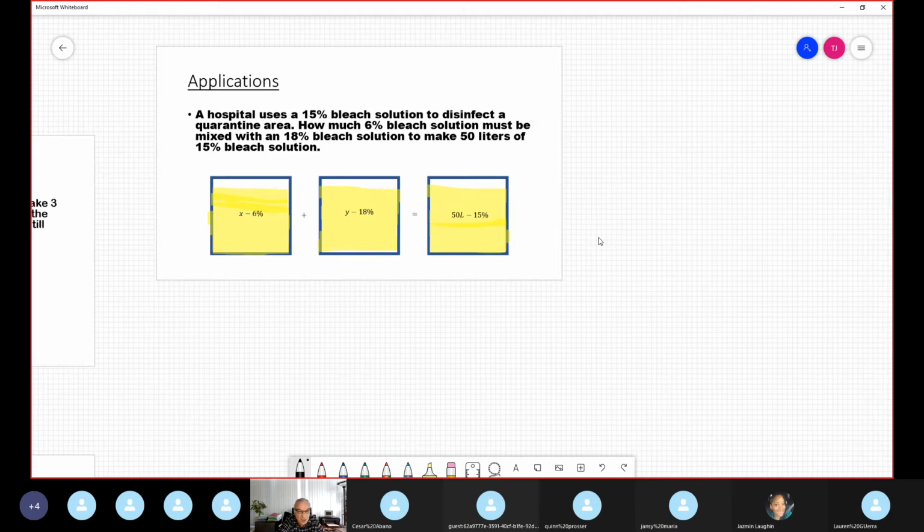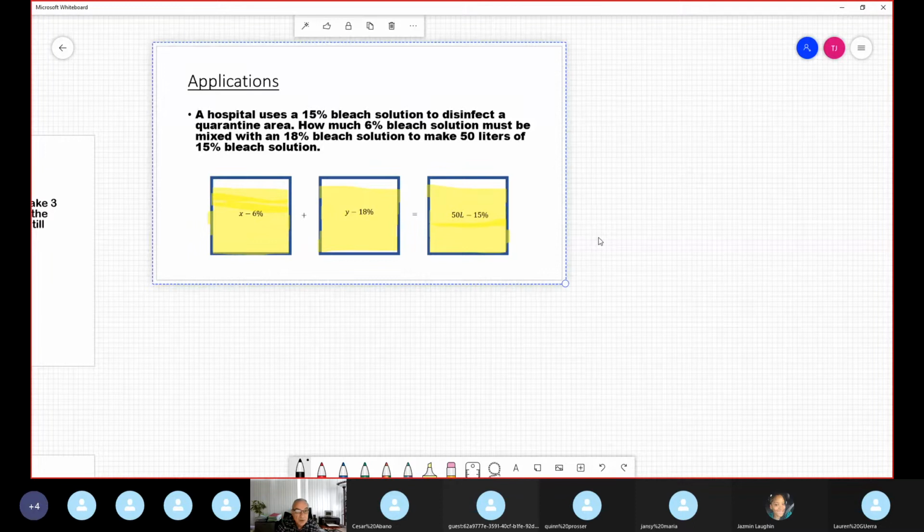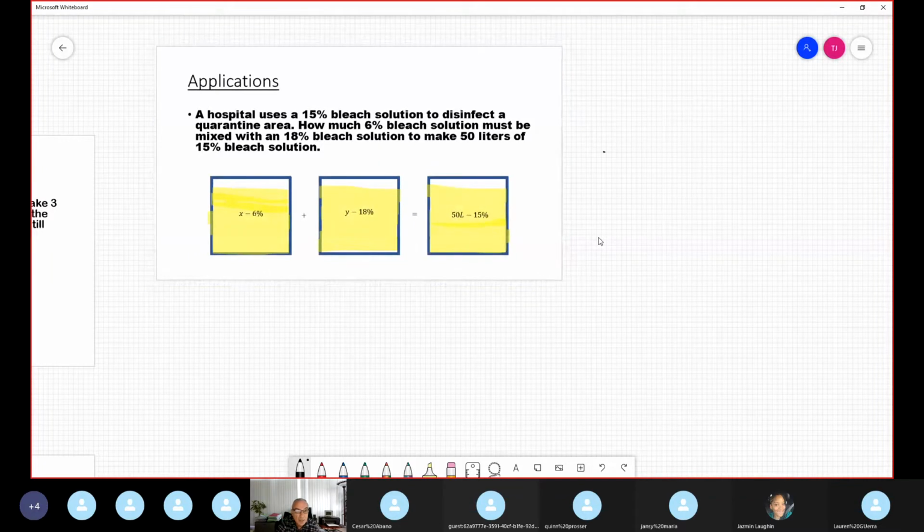In the hospital, using a 15% bleach solution to disinfect a quarantine area. We need 15%, just this. Now, how much? So we have two containers. The first one contains a solution at 6%. This is low concentration. This bleach solution must be mixed with the 18%, which is high concentration, in order to get 15%.